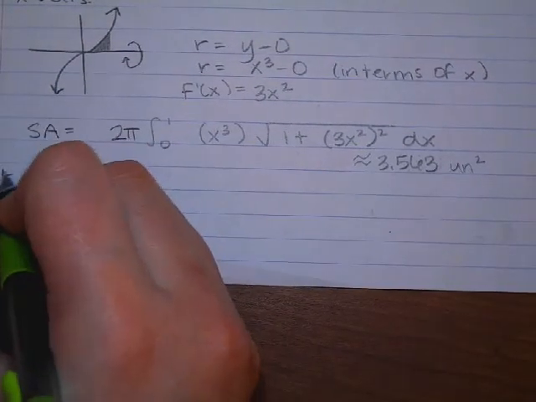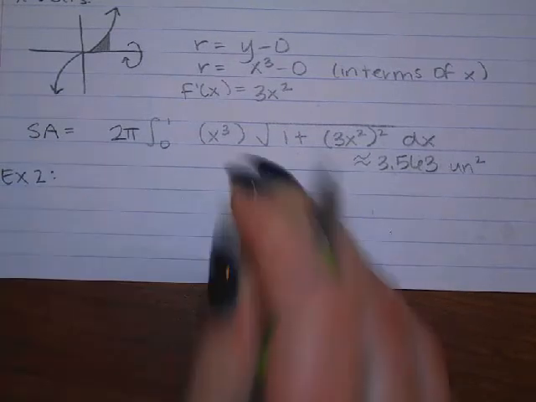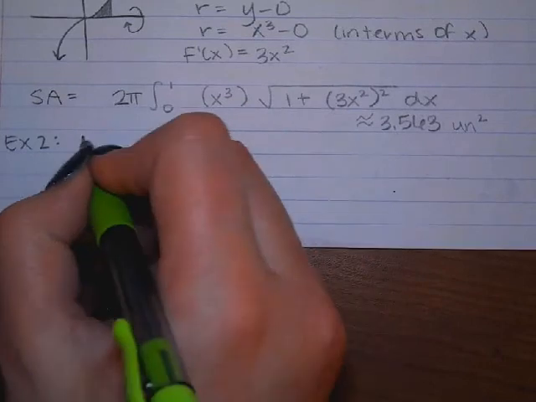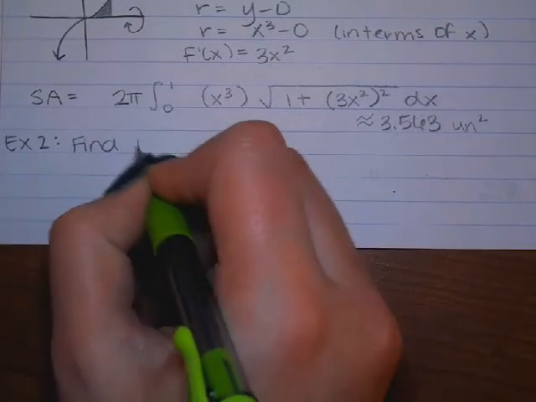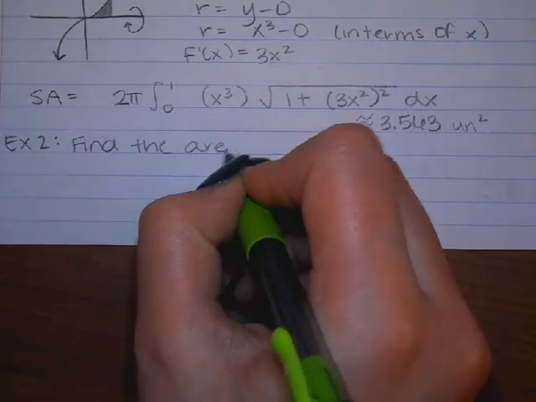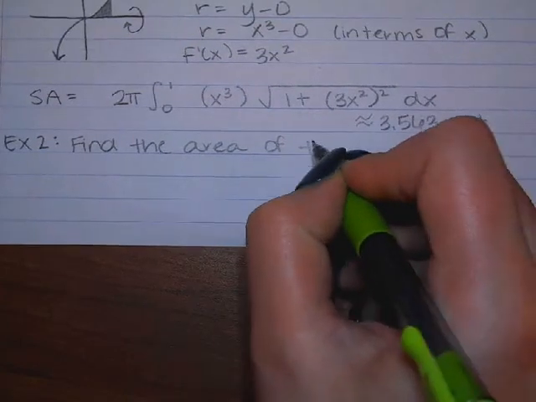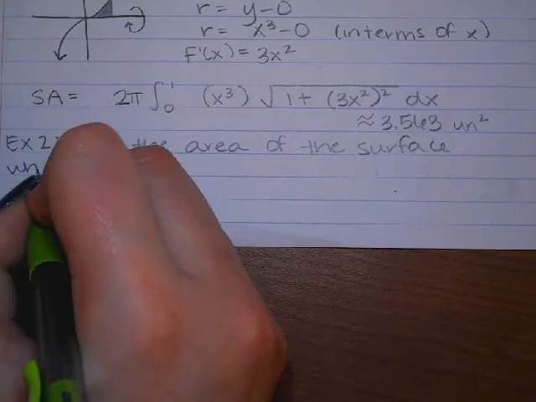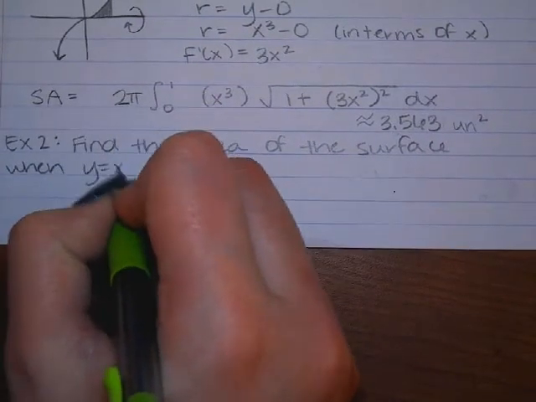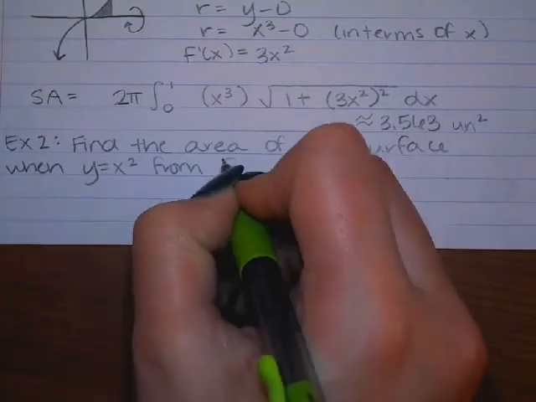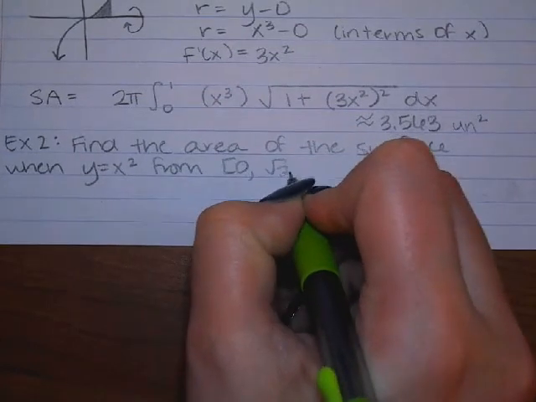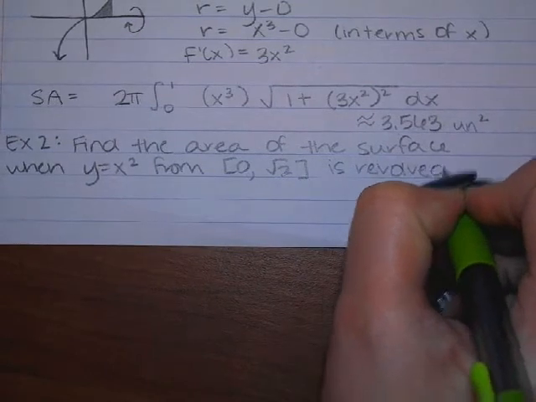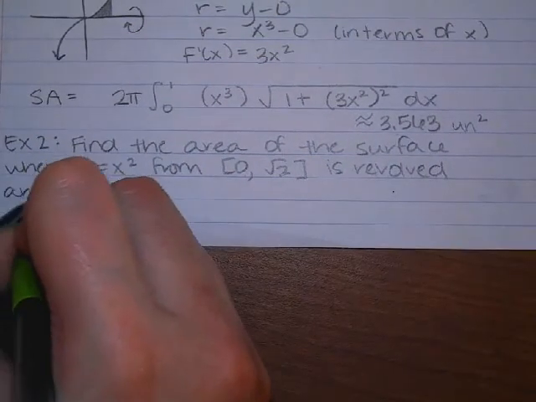All right, example 2. Find the area of the surface when y equals x squared from 0 to the square root of 2 is revolved around the y-axis.